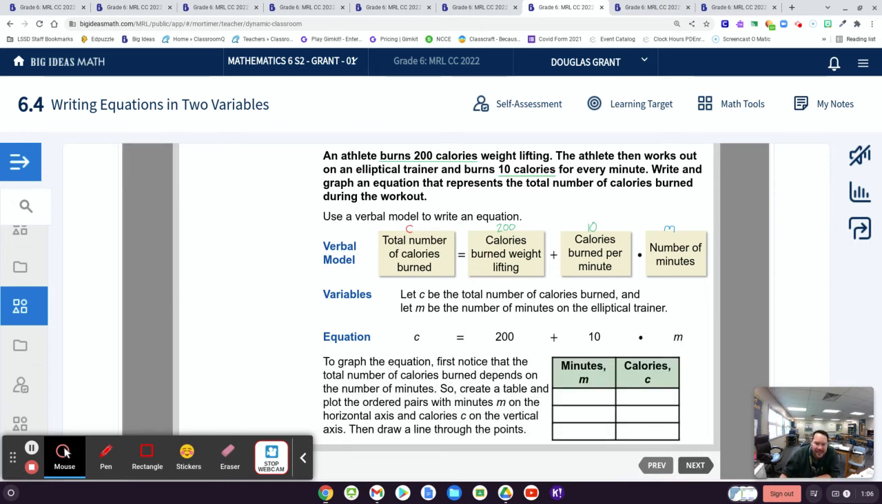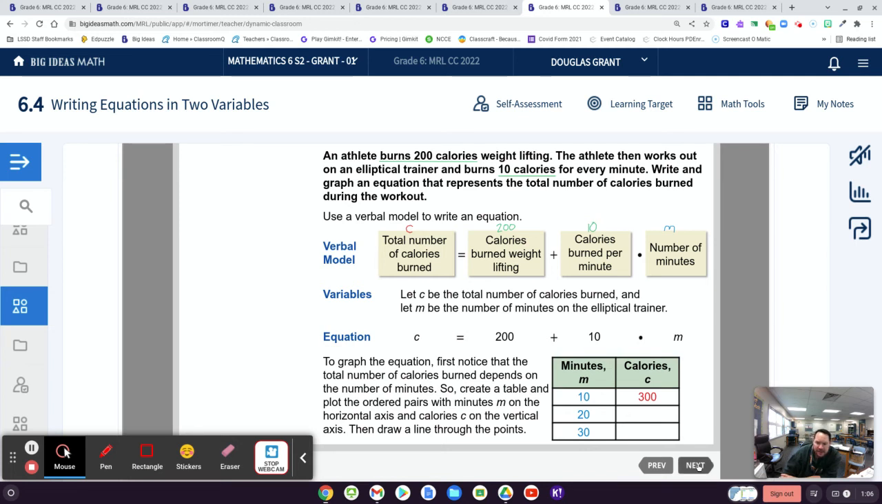Okay, and then if we need to graph this, we would then pick different values for M. Again, I'd start with 0, 1, 2, and so on. They're deciding, let's go with 10 and 20 and 30. So after 10 minutes, based on this equation, how many calories total were burned in 10 minutes? Okay, to figure that out, you do 10 times 10 is 100, plus the 200 from the weightlifting is a total of 300. Okay, after 20 minutes of working out, how many calories were burned?